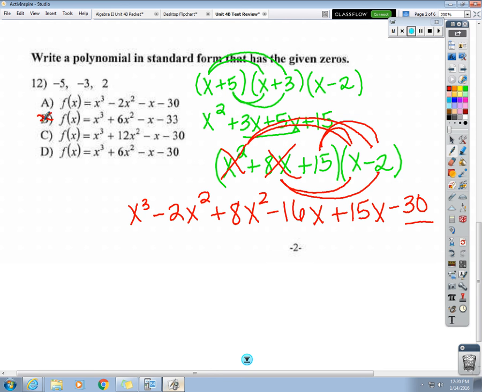B's out. Okay, I combine like terms, so x cubed comes down. There's no other cube terms to combine it with. Negative 2x squared plus 8x squared is 6x squared, so that rules out A and C, so it has to be D. The way they got this negative x is because negative 16 plus 15 is negative 1x, and then minus 30. Any questions? Remember, the only other alternative is to graph each one until you find the graph that crosses the x-axis at negative 5, negative 3, and positive 2. Okay, next page.